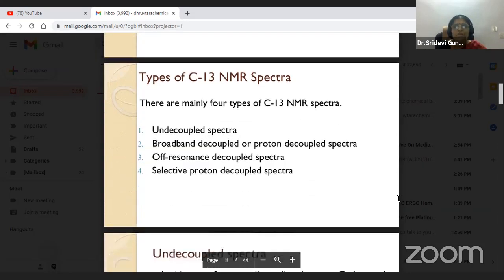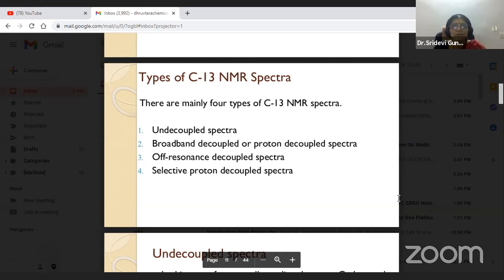So that is the principle of C13 NMR. I have not gone into very much detail because it is just the same as Proton NMR. That's the reason why I have just given you a brief introduction about the principle of Proton NMR.